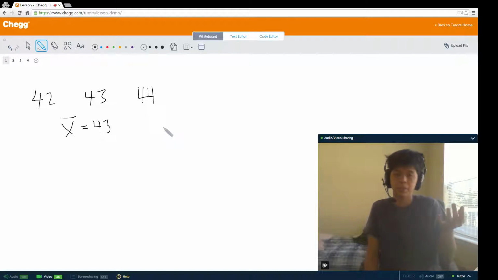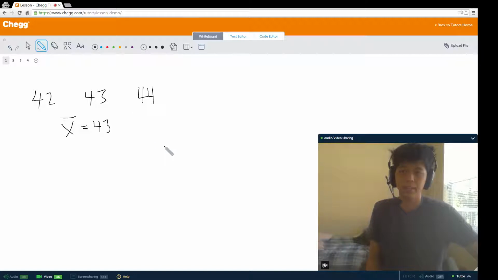Right now we're just going to be using the terms low and high. We're not going to actually calculate the standard deviation yet, just to let you guys get used to this idea. So when the data is all really close to the mean, we can say that it has a low spread, and we can say that it has a low standard deviation.